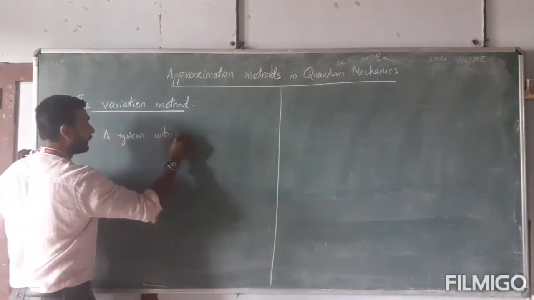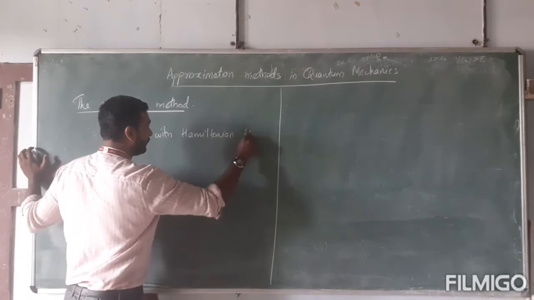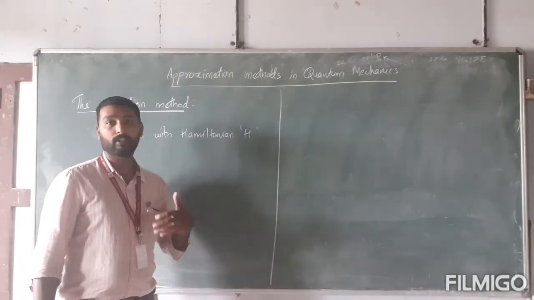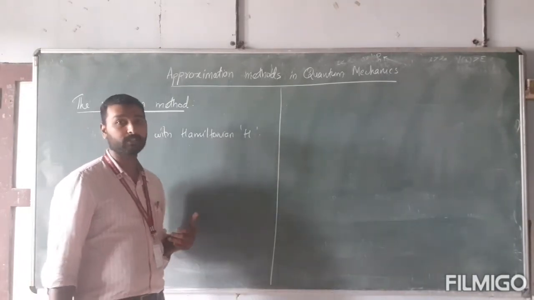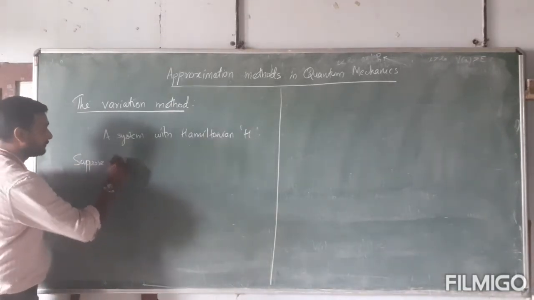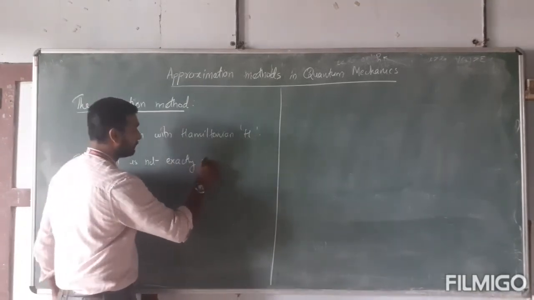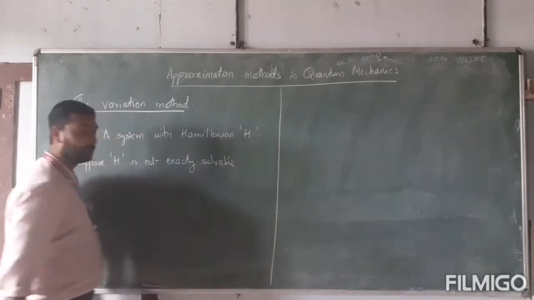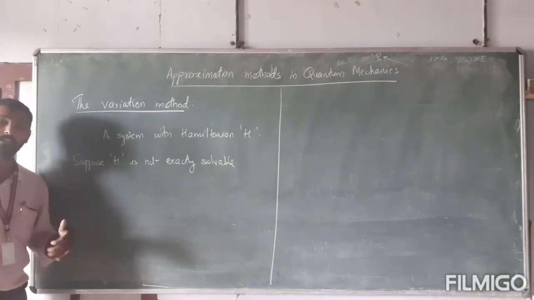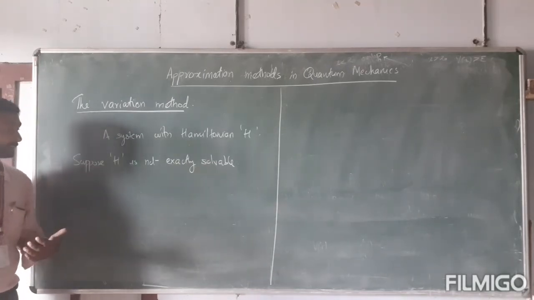Consider a system with the Hamiltonian H, and suppose this Hamiltonian H is not exactly solvable. Then we cannot find the exact energy eigenstates of the system. So if H is not exactly solvable, then we can use this variation method to find the approximate value of the energy, maybe the ground state energy, or the first excited state energy, second excited state energy, and so on.